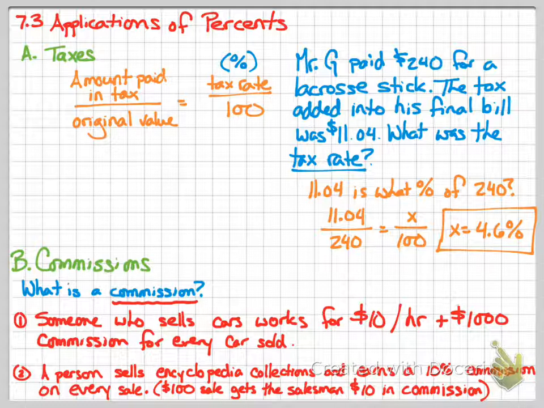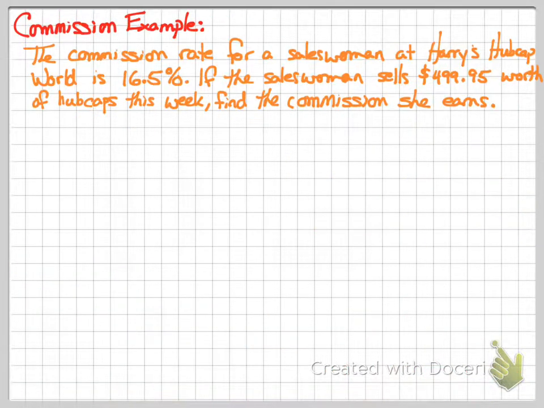It's kind of like the tax rate. The commission amount that they earn is kind of like the sales tax earned. And the original value is the amount sold. So if you look, these problems are going to have a very similar pattern every single time. Let's look at an example of commissions.